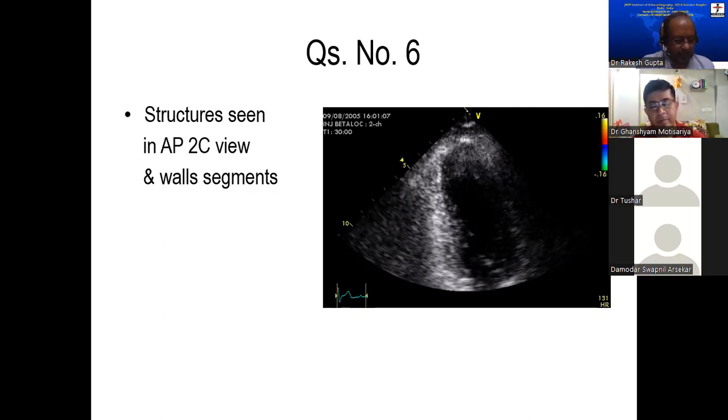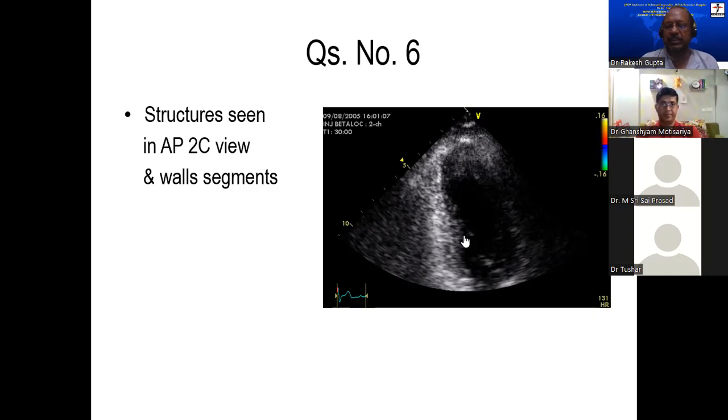So what did you hear, Dr. Swapnil? No, sir, I don't have the answer to that. Okay. The answer is, whenever you have a papillary muscle, this is always the inferior wall. If you can't see a papillary muscle, this is the posterior wall. Blood supply will vary. The inferior wall will be supplied predominantly by RCA. Posterior walls can be supplied by either RCA or LCX.